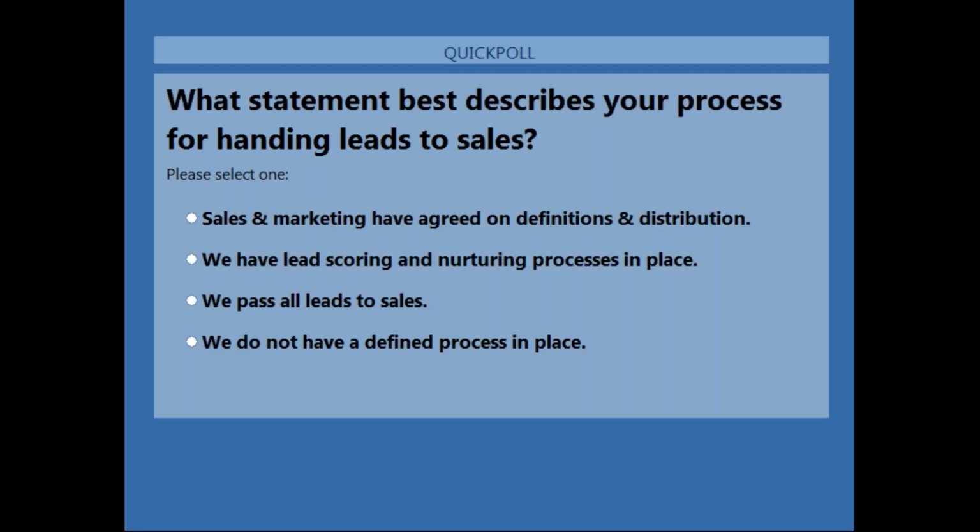Okay, so my question on the screen right now: what statement best describes your process for handing leads to sales? The first selection is sales and marketing have agreed upon definitions and distribution. It's really sales and marketing agreed upon definitions and distribution of what constitutes a lead, and the leads are distributed appropriately. That didn't all fit in there, hence the shortened description. Option 2, we have lead scoring and nurturing processes in place. Option 3, we pass all leads to sales. And option 4, we do not have a defined process in place.